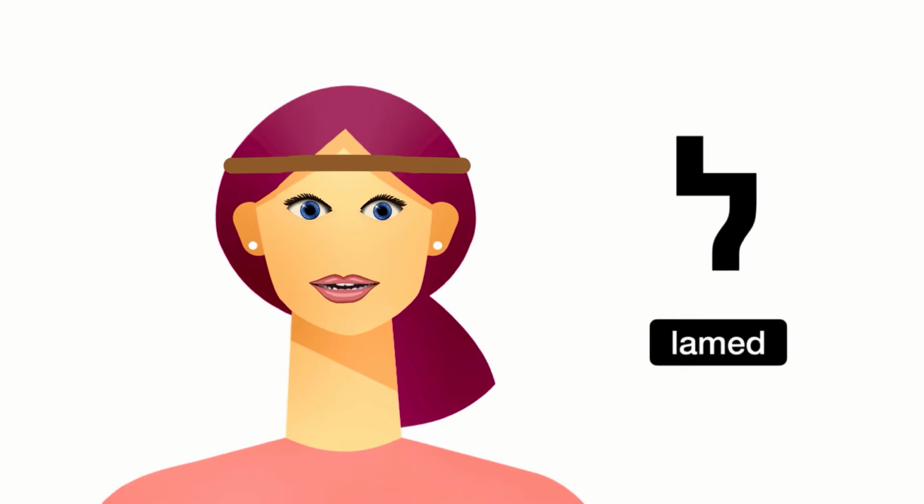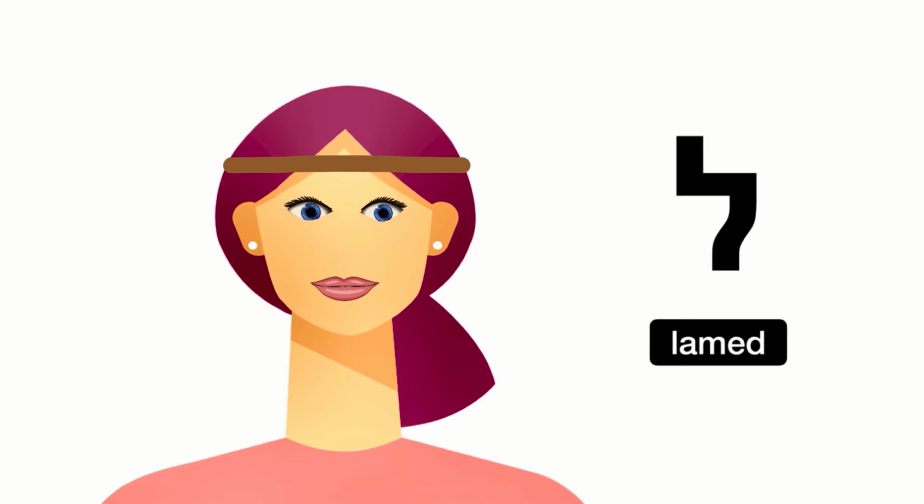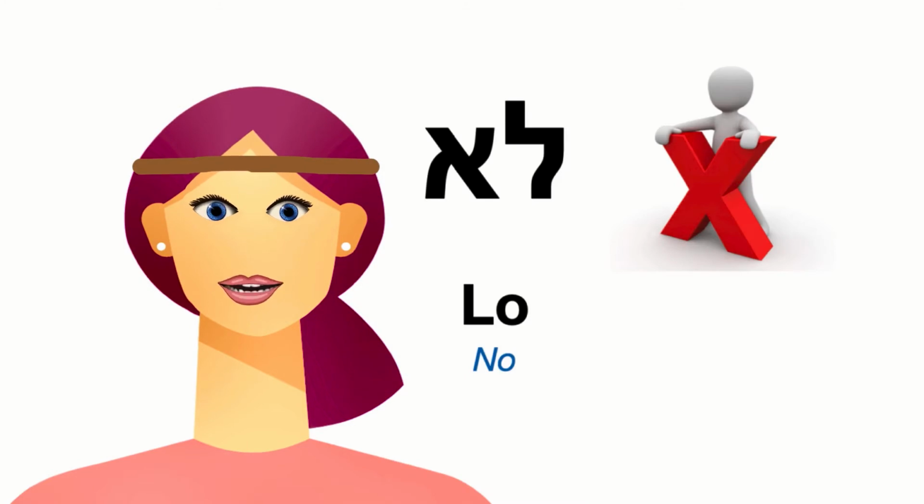Now let's start seeing the letters. Lamed has the L sound. Here's an example of a word that starts with the letter lamed.